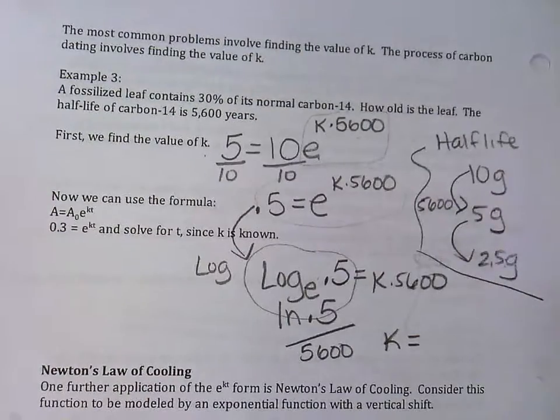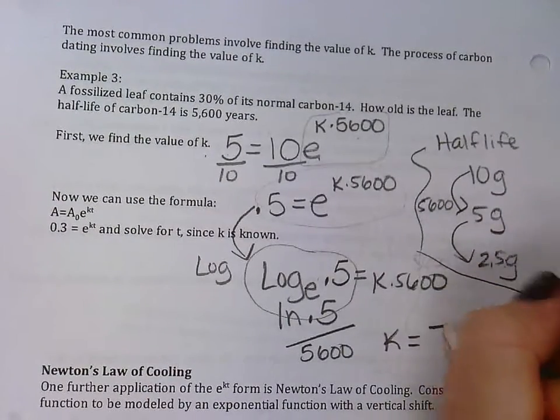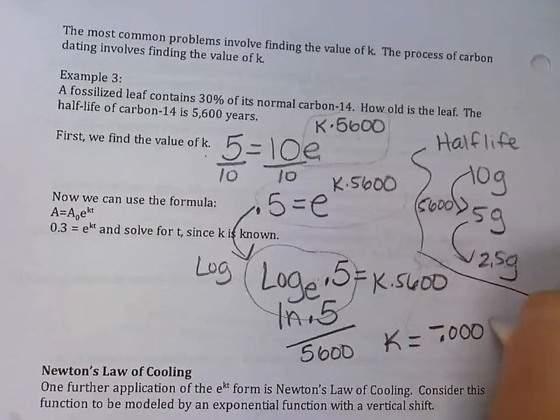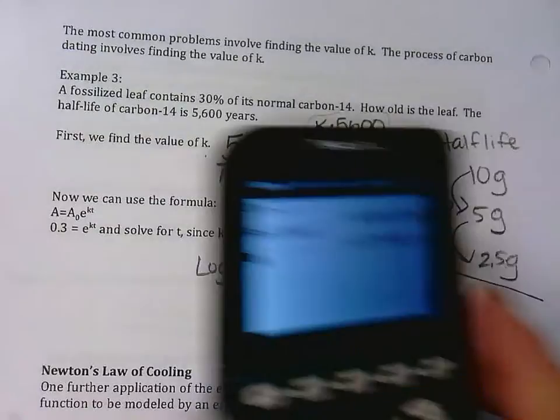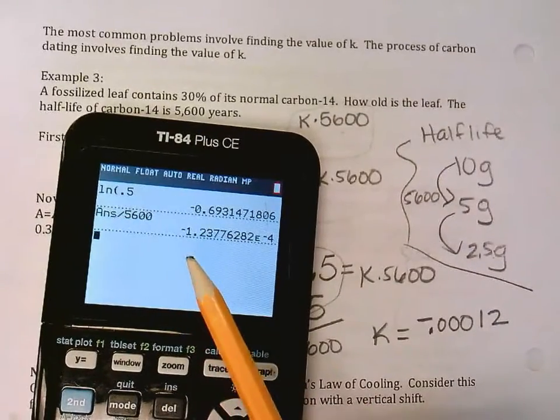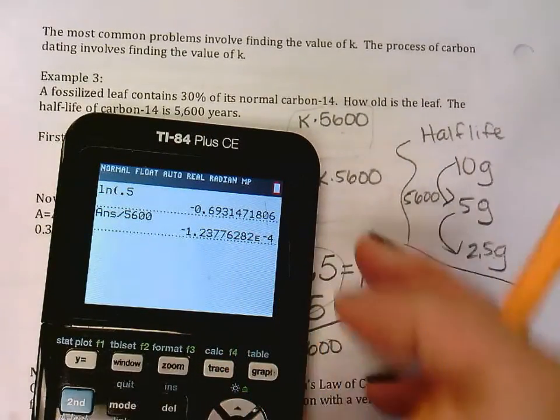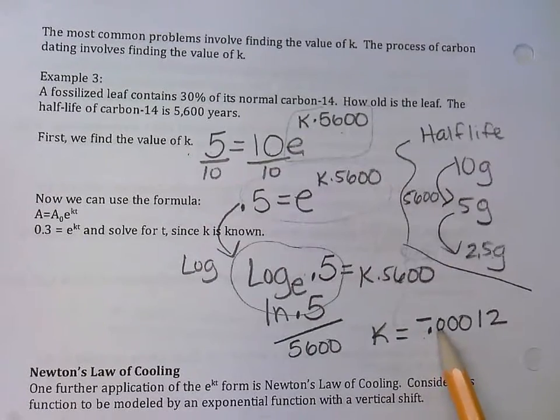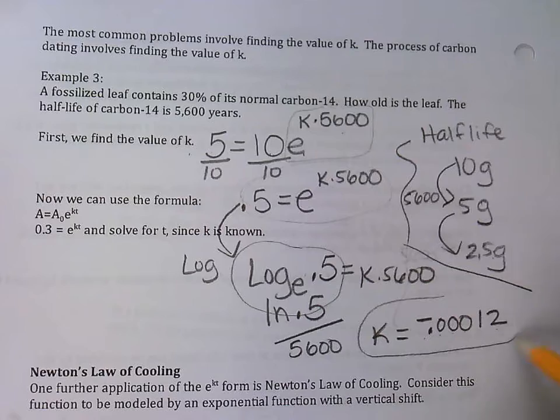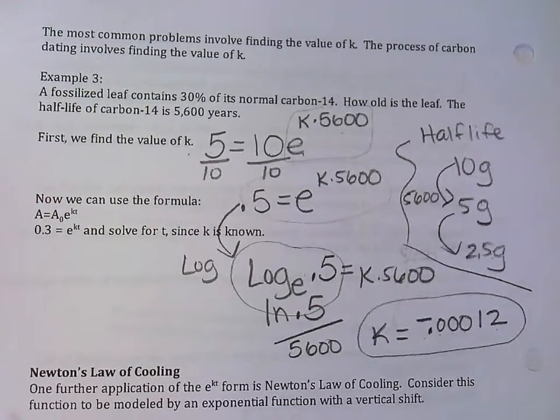So if I was going to write k out, it's negative 0.00012. That's what this means. Negative 1.2 times 10 to the negative fourth is negative 0.00012. I did all that work just to solve for k so that I could use k in this problem.